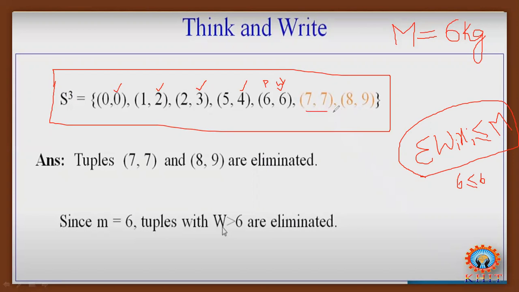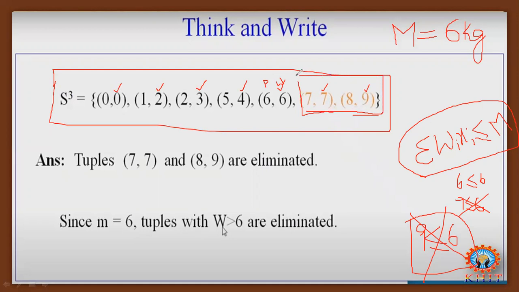But if you consider these two pairs, here the weight is 7. Is 7 less than or equal to 6? This is wrong. Next, 9. If you compare 9 less than or equal to 6, that means it exceeds the capacity of the knapsack. Hence, you cannot select these pairs. So finally, you need to remove these two pairs. The pair 7 comma 7 and the pair 8 comma 8 are eliminated.